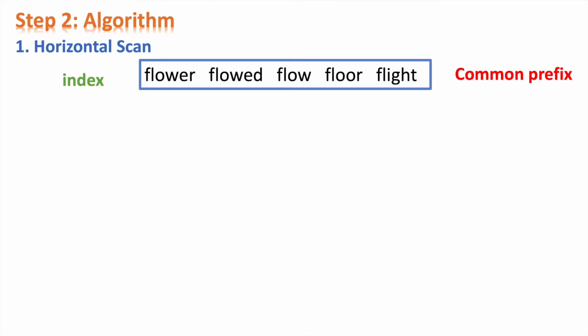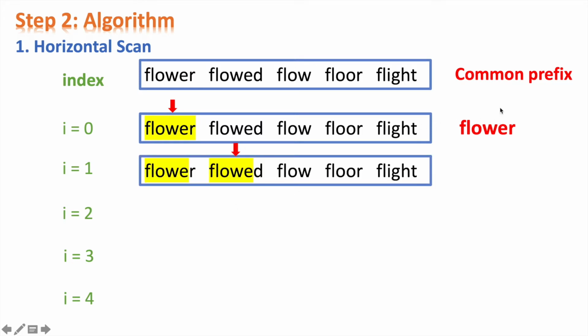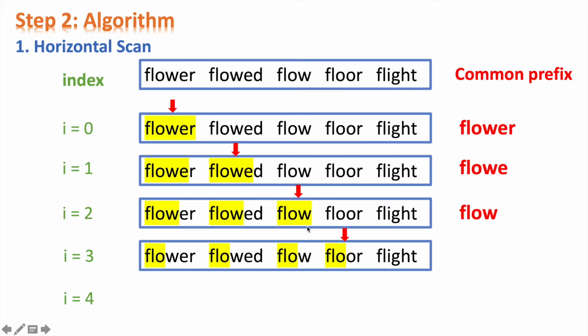Because we are given a string array in this problem, some people may think to use a for loop to traverse the array and then compare each string one by one to find a common prefix. Let's use this example to go through the algorithm. First, when I is 0, we only have flower, so the common prefix is flower. Then I is 1, we come to float. The common prefix of flower and float is FLOW. Then I is 2, we come to flow. The common prefix is flow. Next, I is 3, we come to floor. At this moment, the common prefix is FLO.